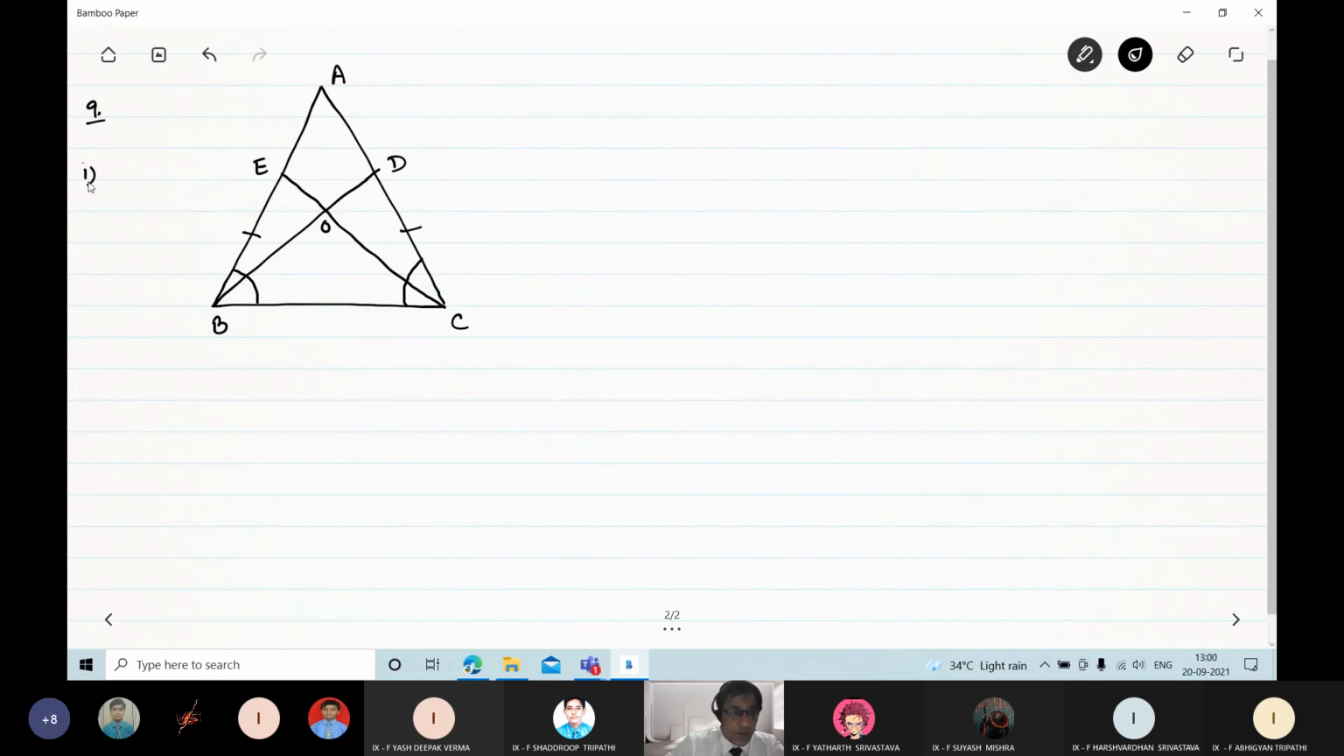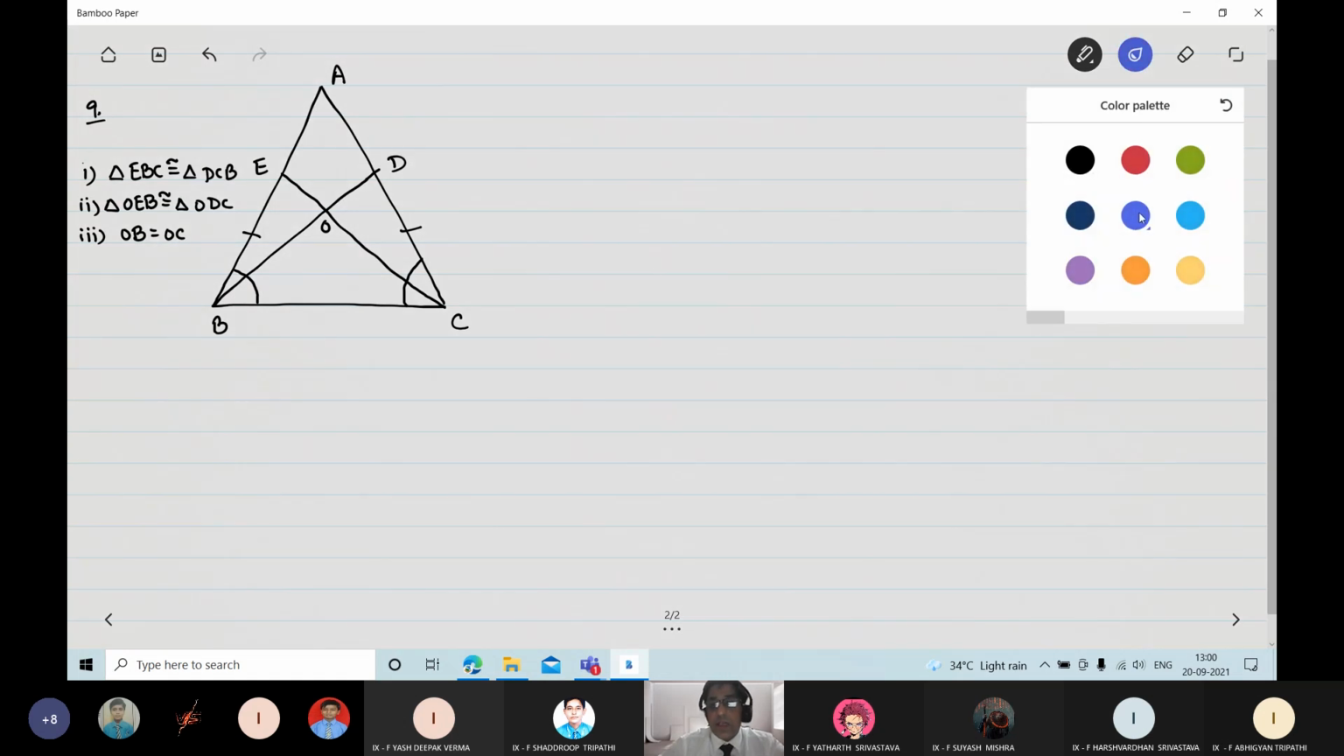We have to again prove three things. The first part is that triangle EBC is congruent to triangle DCB. The second part, triangle OEB is congruent to triangle ODC. And the third part is OB is equal to OC. These are the three things that we have to prove.